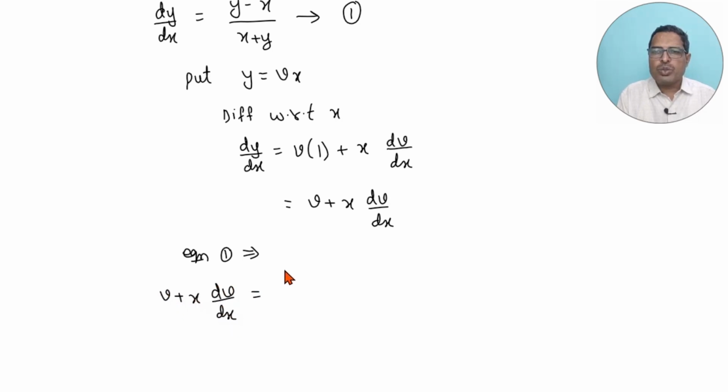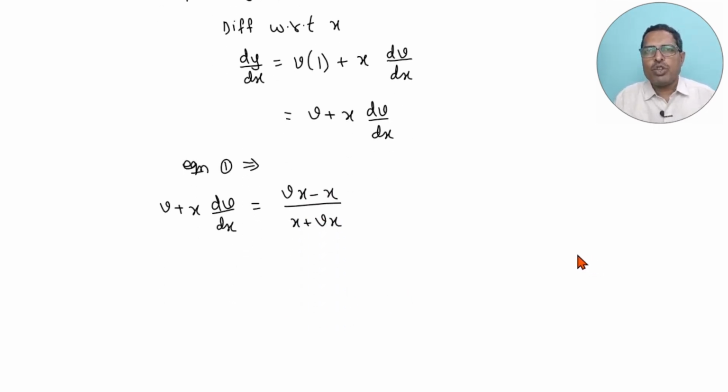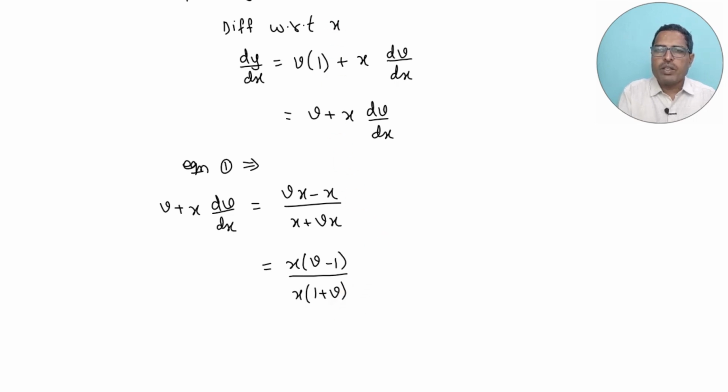we have y minus x, where y value is vx, so vx minus x, divided by x plus y, where y value is vx. So what is common in the numerator and denominator? x is common in the numerator, and we are left with v minus 1. In the denominator, x is common, and we are left with 1 plus v. We see that this x and x will cancel out.